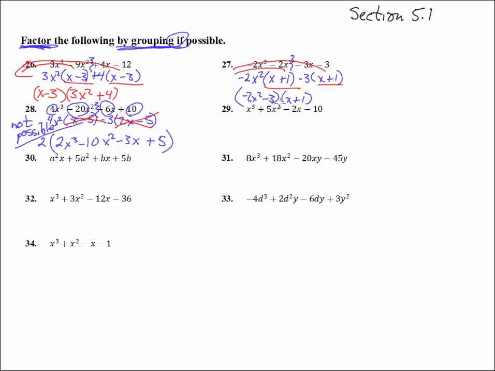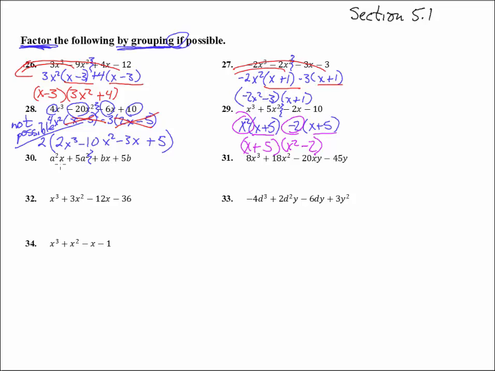Next one. Grouping here. We have 4 terms: 1, 2, 3, 4. Cut them in half. Pull out that x squared, and we're left with x plus 5. Pull out a negative 2 out of the second half. And now, there we have it. We have an x plus 5 and an x plus 5. Pull those both out, and you have x plus 5 out in front. And what's left is the x squared, subtract the 2. There we go. Number 30.